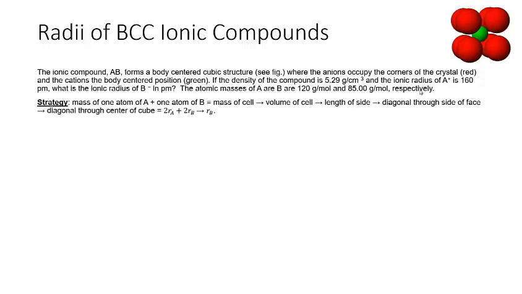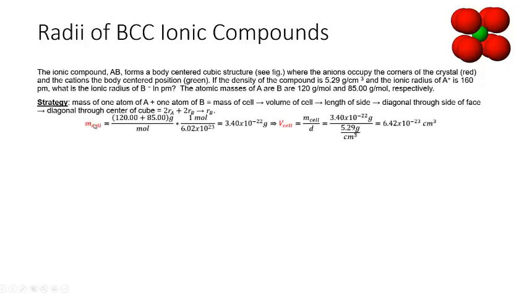Now, for us to get to the final answer, we have to figure out what the diagonal through the face is. So that's this diagonal here. And that will help us to figure out the diagonal through the center of the cube, which is what we're really after. Because once we know the diagonal through the center of the cube, we know that that length is 2 times the radius of A plus 2 times the radius of B. It's the sum of the diameters of the 2 atoms, basically. So that leads us to the radius of B, and that would be what we're after.